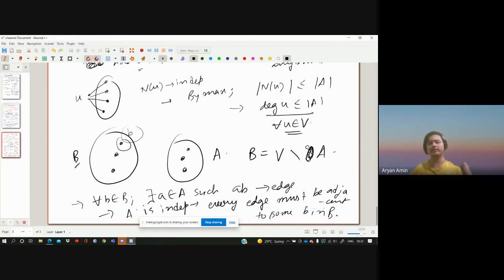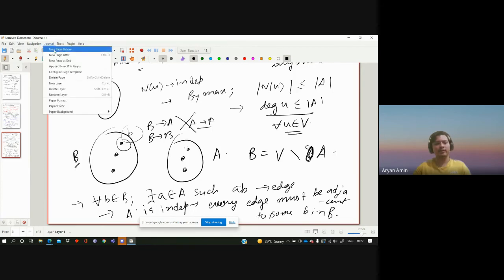This is trivial, right? Because you cannot have an A to A edge. So you must have some vertex in B. So the edges can be of the form B to A or of the form B to B. Right. So what we will do is again use a very trivial bound.